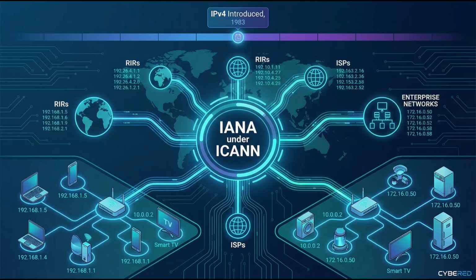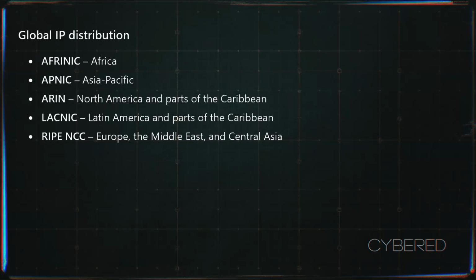IPv4 addresses are divided into public and private addresses. Public IP addresses must be globally unique and used on the internet, while private IP addresses are used within internal networks. IANA delegates IP address blocks to regional internet registries, which then allocate them to internet service providers, ISPs. The 5 RIRs are Africa, Asia Pacific, North America and parts of the Caribbean, Latin America and parts of the Caribbean, Europe, the Middle East, and Central Asia.